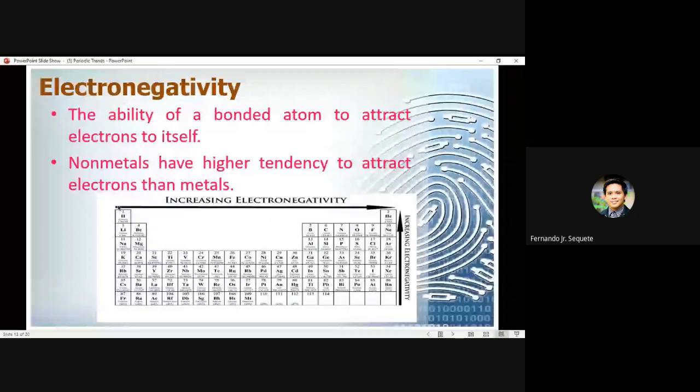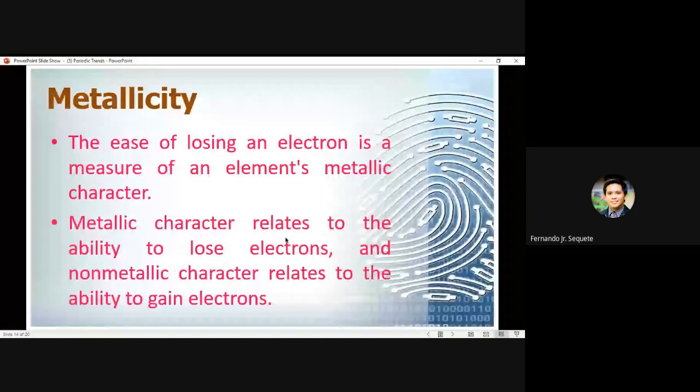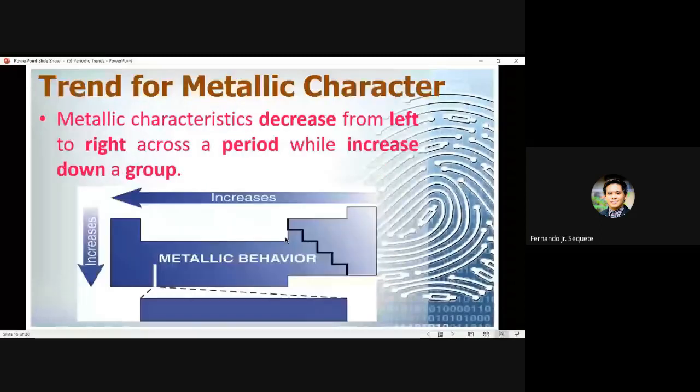Next would be metallicity. Okay, ito yung power partner ng electronegativity, the metallicity. According to our metallicity, no? Ang titingnan dito kung sino yung may mas malaking power ng metallicity. Of course, yung mga metals. We all know, children, that on this side of our periodic table, mostly na nandyan ay non-metals. Therefore, wala silang gaanong power ng metallicity.